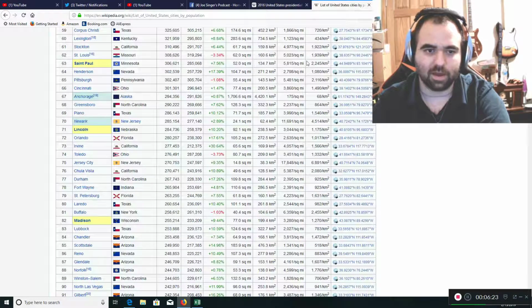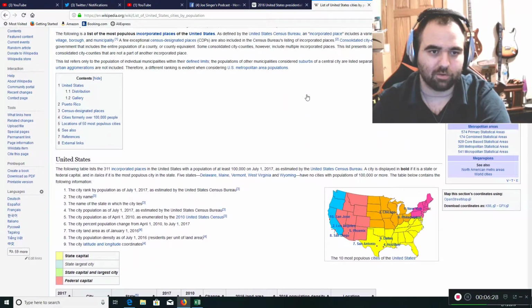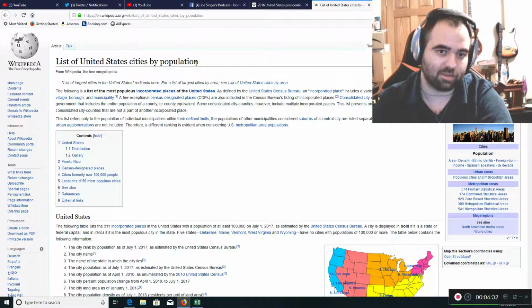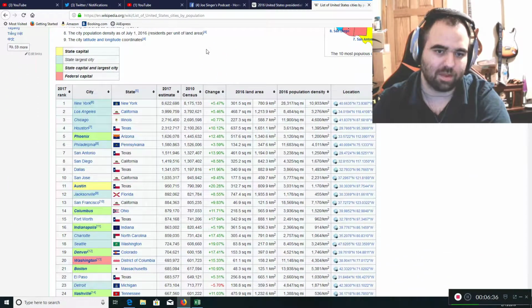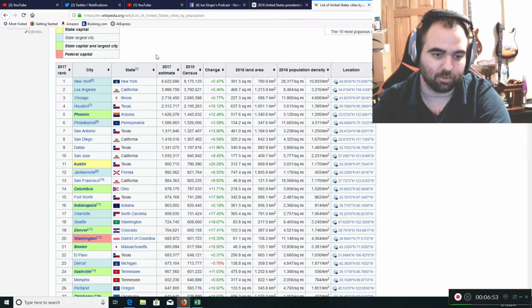Now let's look at the actual popular vote. This is the United States. This is Wikipedia, which is not exactly reliable for sources, but we can at least rely on them for basic things such as population. What we're going to do is first look at the population for the cities. We're going to be looking at the top 20.